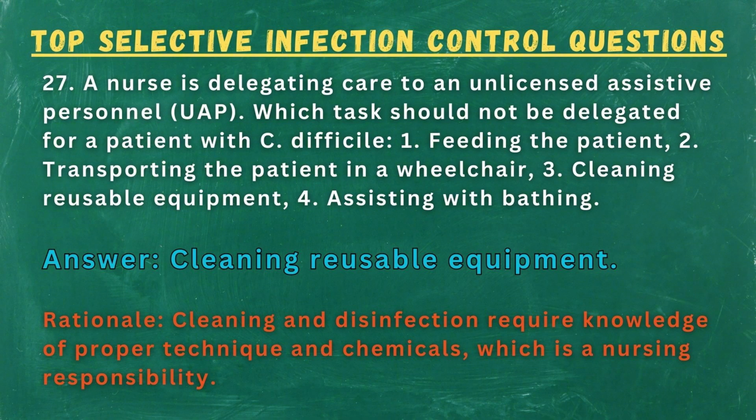27. A nurse is delegating care to an unlicensed assistive personnel, UAP. Which task should not be delegated for a patient with C. difficile? 1. Feeding the patient. 2. Transporting the patient in a wheelchair. 3. Cleaning reusable equipment. 4. Assisting with bathing. Answer: Cleaning reusable equipment. Rationale: Cleaning and disinfection require knowledge of proper technique and chemicals, which is a nursing responsibility.